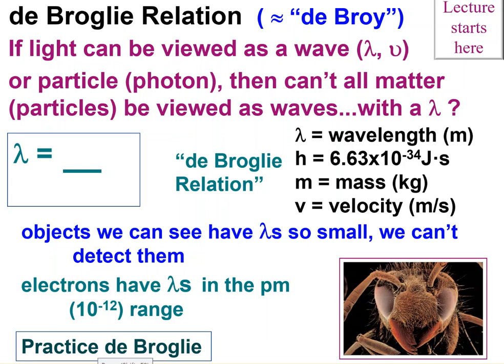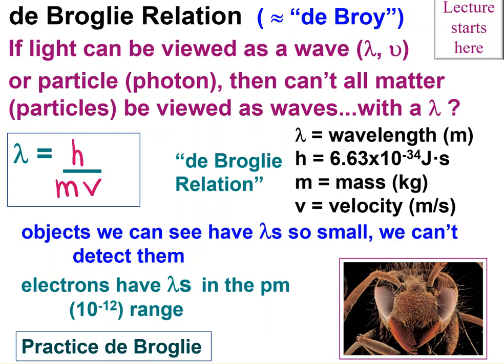Something interesting happened when de Broglie said, if we can view light as both a wave with a wavelength or as a photon, a particle of energy, then can't other particles or objects be viewed and their energy and location be described by a wavelength? And so we have a kind of famous equation that we need to introduce you to and learn how to use and see why it's important.